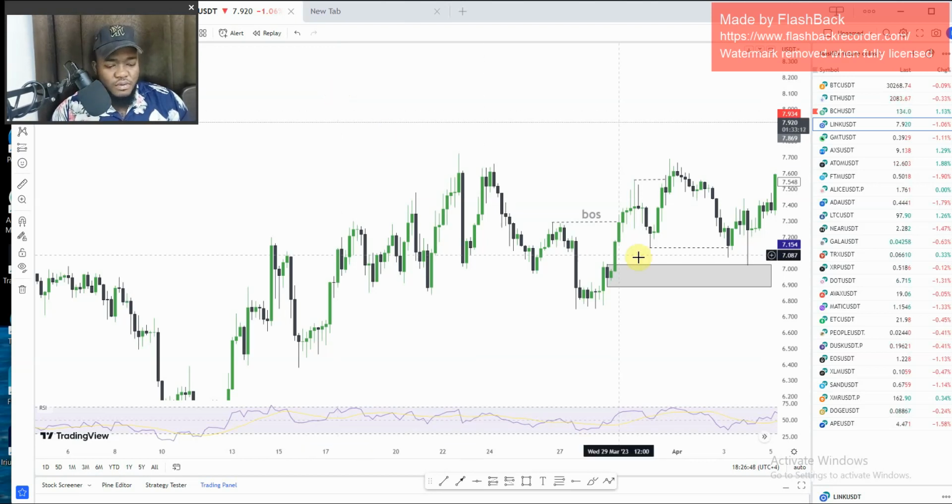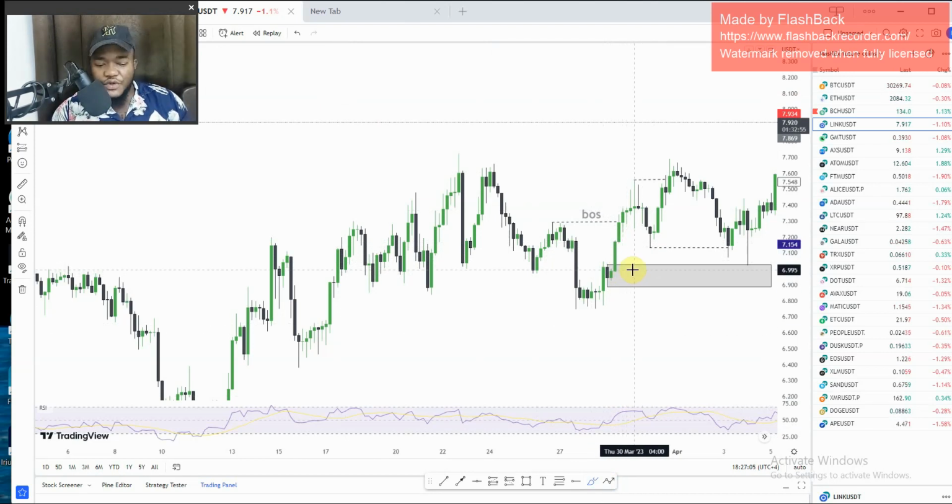Okay, so now if you can see this entry mode that I used here, you can see that this is at an imbalance. Okay, because this is a big candle, this is a bigger candle, so the entry is at an imbalance.